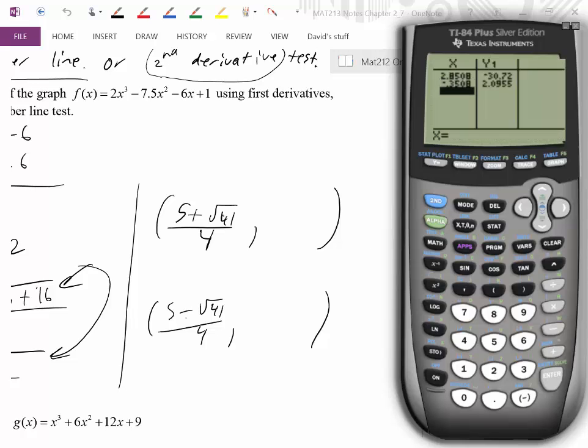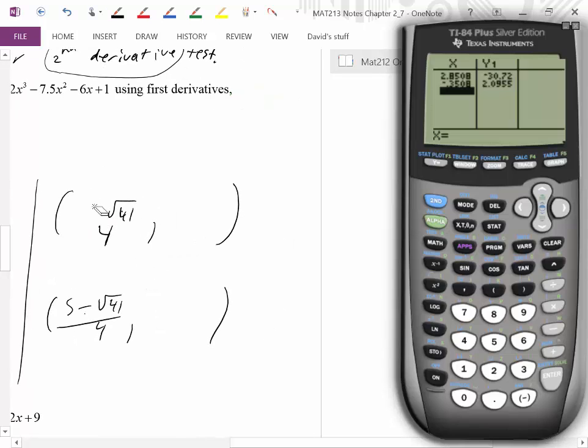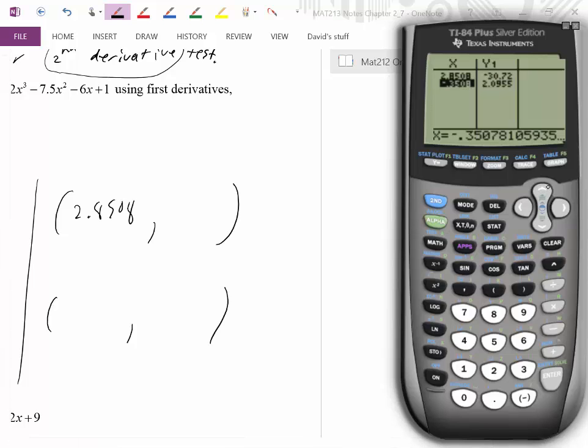And there we go. So now what we've got here is, go ahead and replace these with 2.8508. And if you wanted to get more exact, you can arrow up and highlight the numbers, and you can see you could get more decimal places of accuracy. But I think these will be fine for now. So let's go negative 0.3508. And then the y values would be negative 30.72 and 2.0955. So we've got our two critical values.